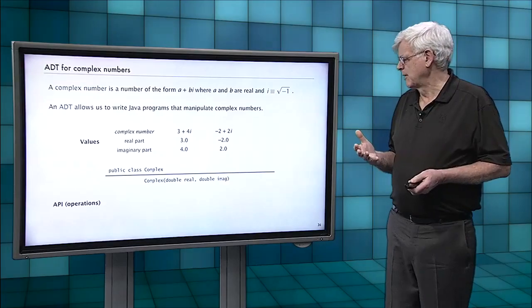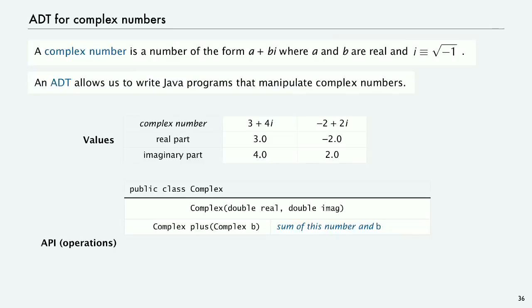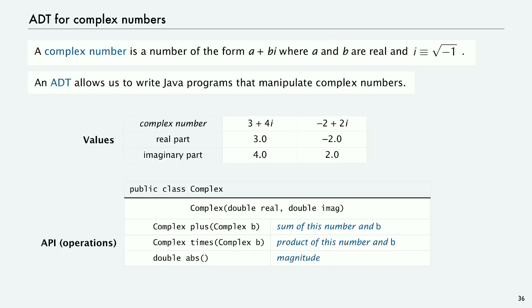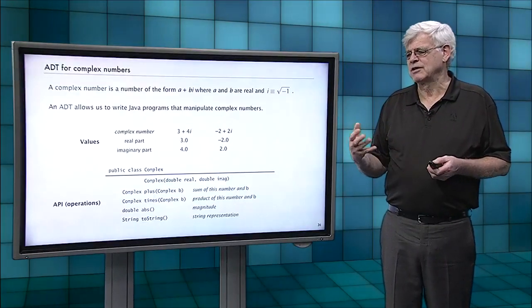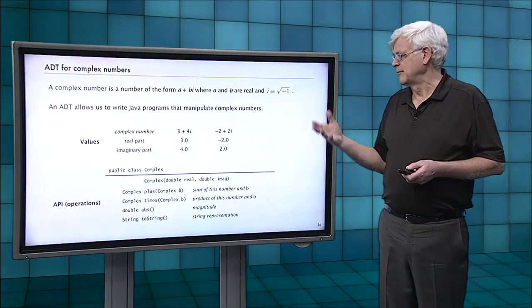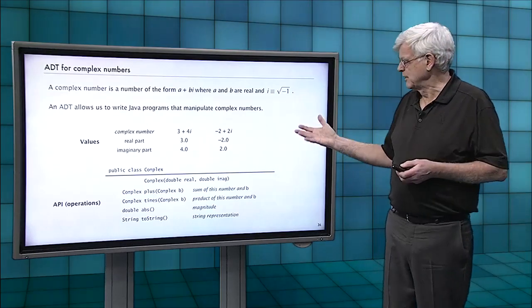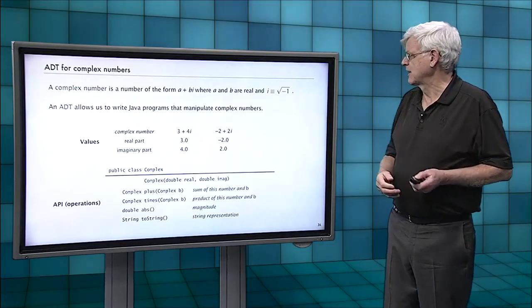And then what operations do we want to perform? We want to be able to create a complex number. We want to be able to add another complex number to this number and multiply this number by another complex number. Compute the absolute value, the magnitude, and do a string representation. With this API, we can write programs that manipulate complex numbers, and that's very useful in all these applications. Some programming languages have a complex number type built in because it's so useful. Java does not, but we can implement one as a Java class.